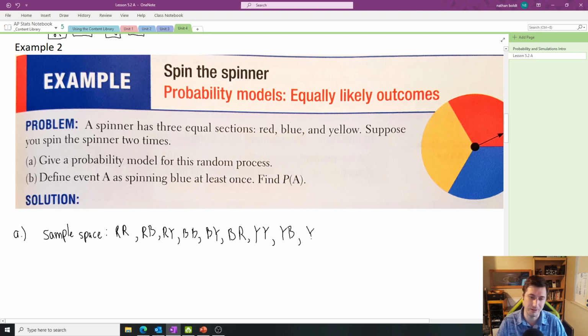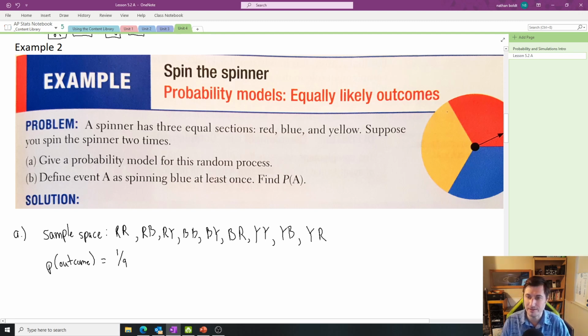Or I could go yellow, red. All right, there is my sample space. What is that? A total of 9 possibilities. So the next is the probability of any given outcome. The probability of any outcome is going to be equal to 1/9. There's 9 of them. They're all equally likely.